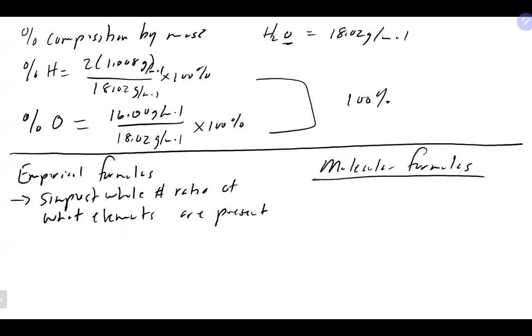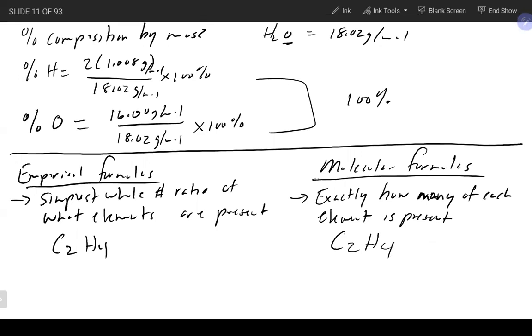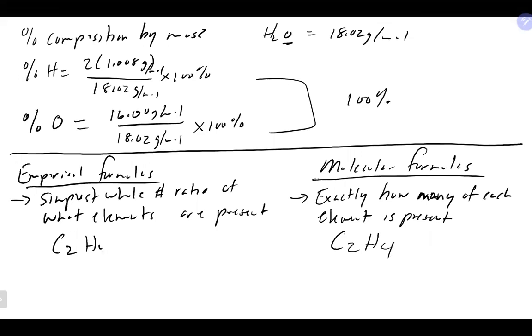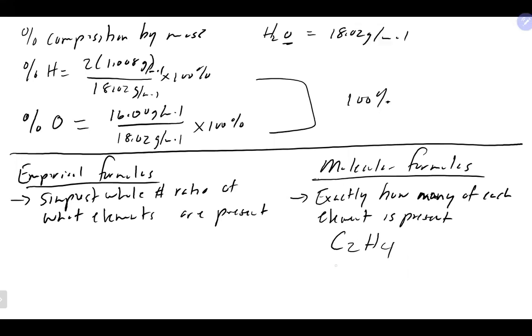While the molecular formula really tells you exactly how many of each element is present. So for example, if we had C2H4 as our molecular formula, we could look at that and we could see that in this formula here, there are 2 carbons for every 4 hydrogens.